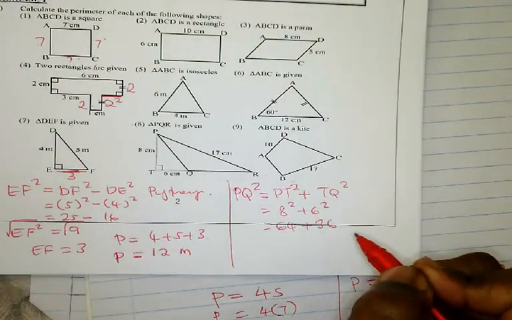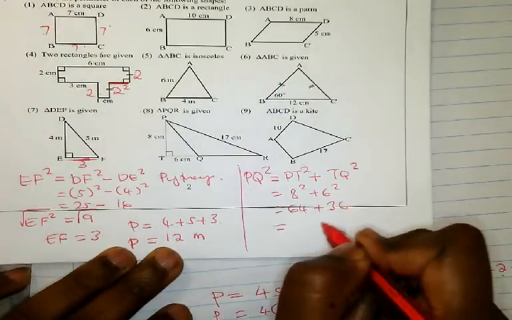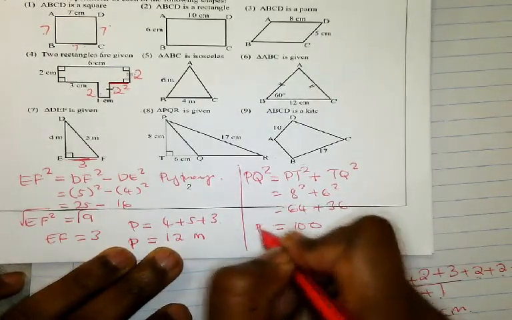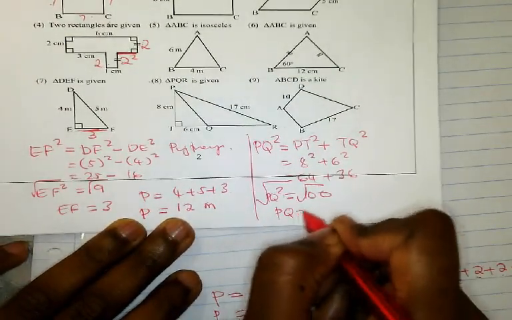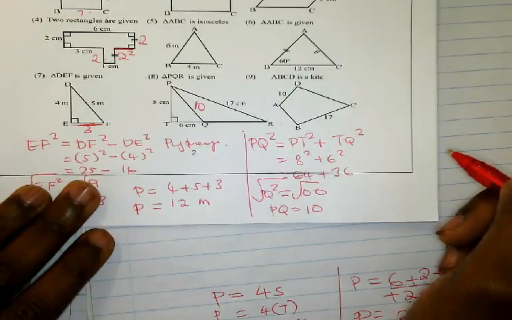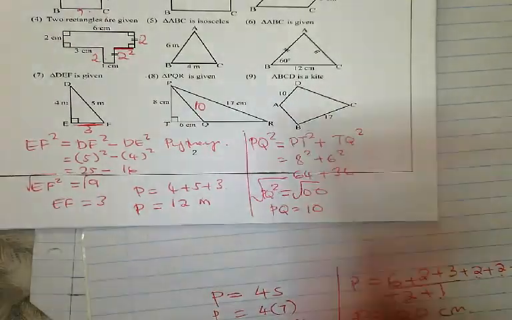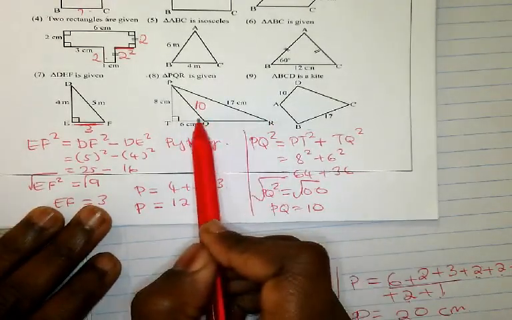Okay, moving along. This becomes how much? 100. It becomes 100. Square root on both sides, and then I get PQ as 10. So this side is 10. Can you all see it? Have I answered the question? Not yet. I still need to find PQR.